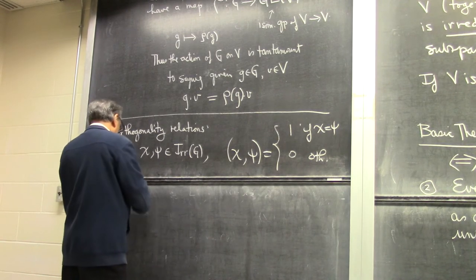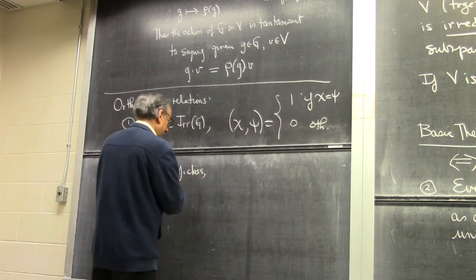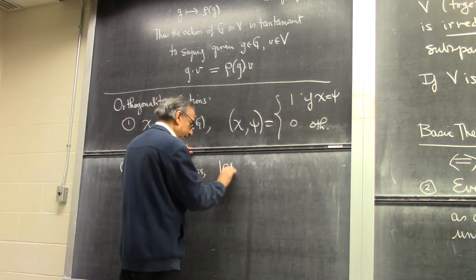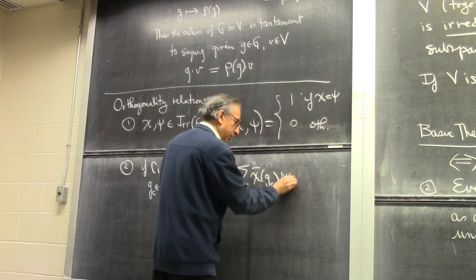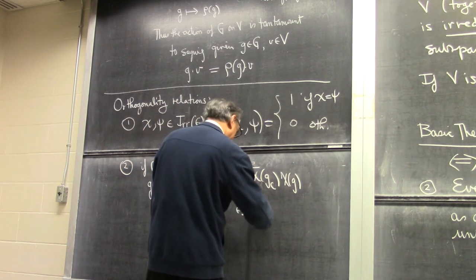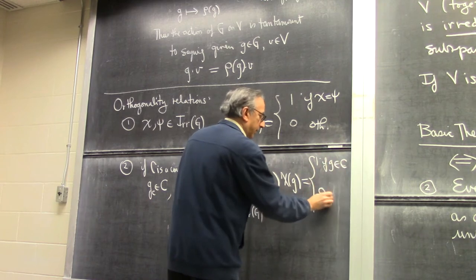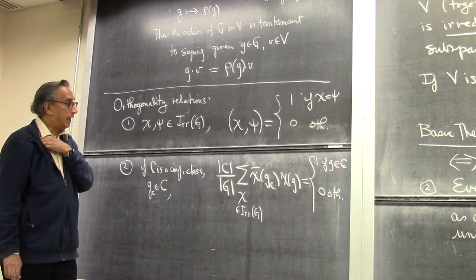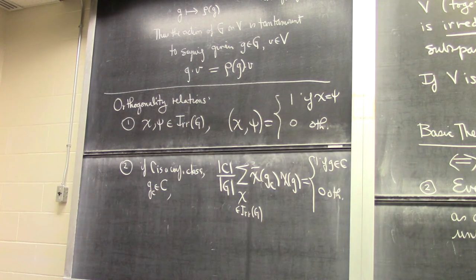The second orthogonality relation is: if C is a conjugacy class, and g_C is an element of this class, then |C| divided by |G|, times the summation of chi bar of g_C times chi of g, where I sum over all the irreducible characters chi of G, is equal to 1 if g is in the class and 0 otherwise. So this is the other dual relation that filters out when an element is in the class and when it's not. So this is what we have. All right, you should know that. You've seen it before somewhere in life.